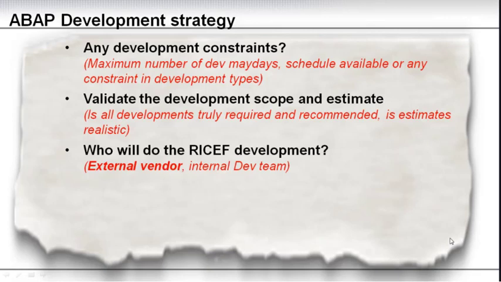So make this decision up front, perhaps do a pre-selection of certain vendors. We'll get to the vendor selection later, but do a pre-selection perhaps, or at least do some consideration and a strategy for how you are going to handle the execution of your development after it is finalized and signed off in the business blueprint confirmation workshop.